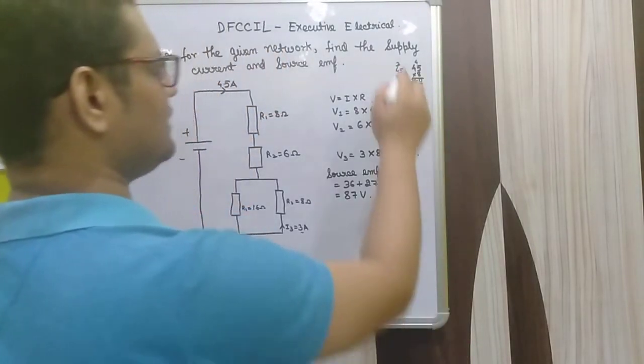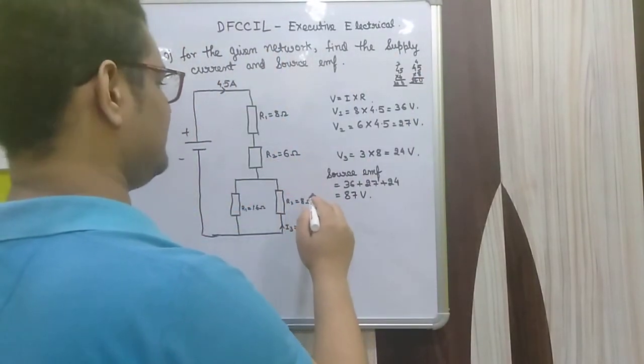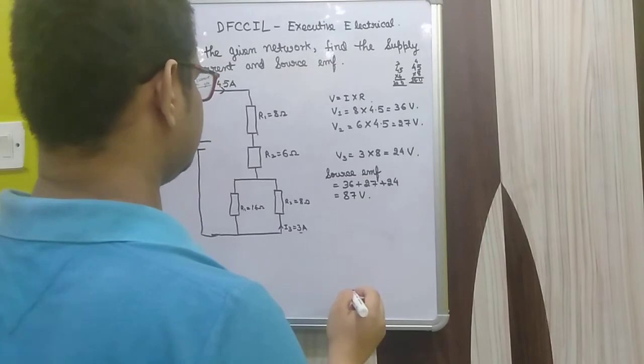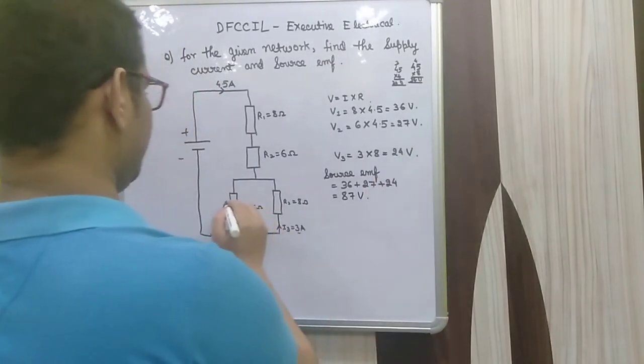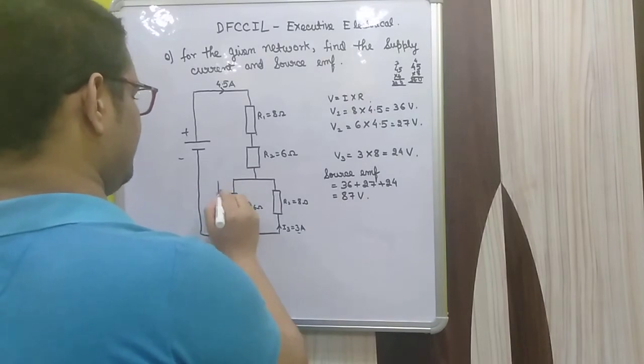Now we have to calculate the supply current. So how do we calculate the supply current? The supply current will be taken from 24 volt itself. So here will be the supply current over here.